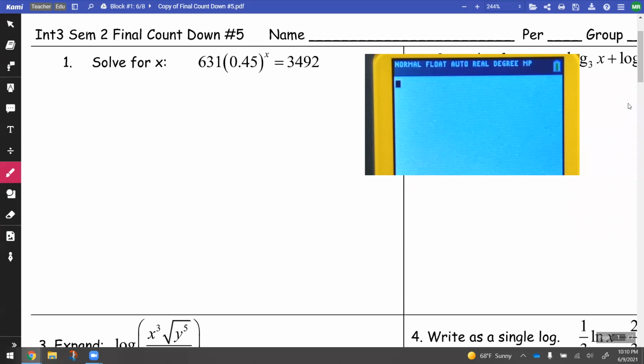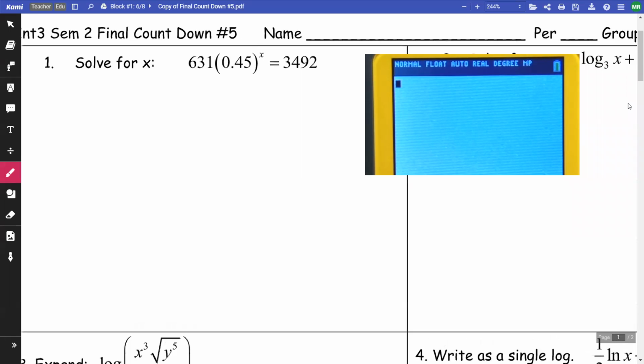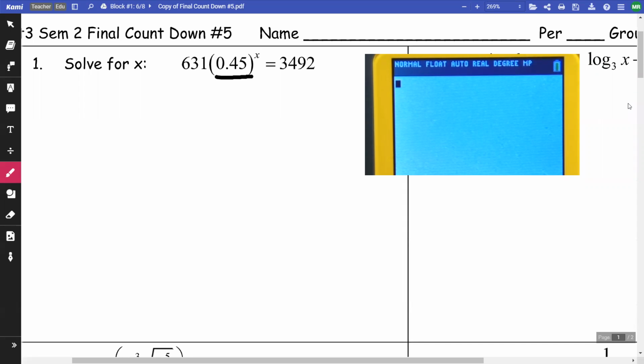So this video is on Integrated 3, the semester 2 final countdown number 5. Okay. So on this, we have an exponential equation. We want to get this 0.45 to the power x by itself. So I'm going to divide by 631 on both sides.